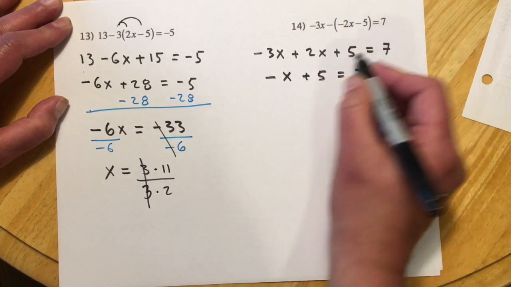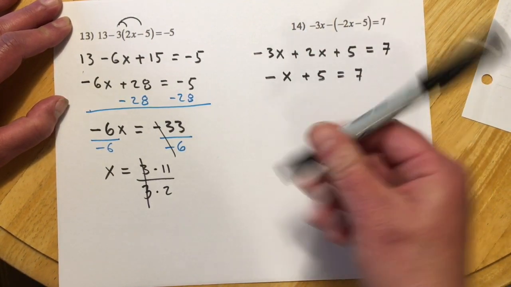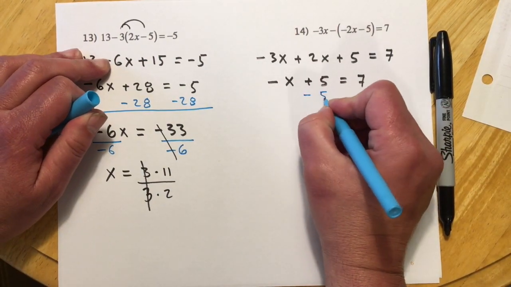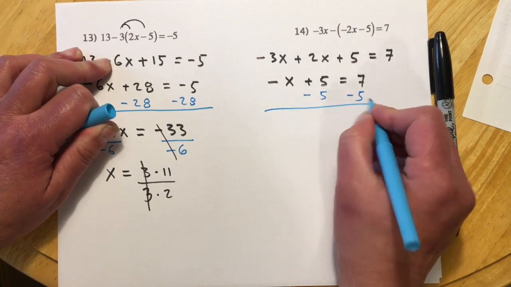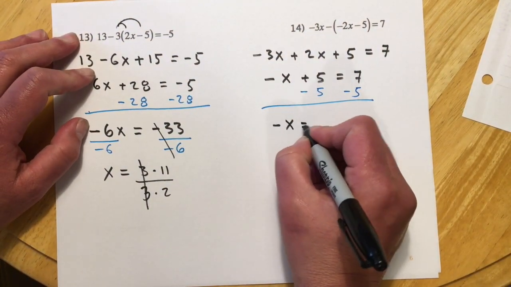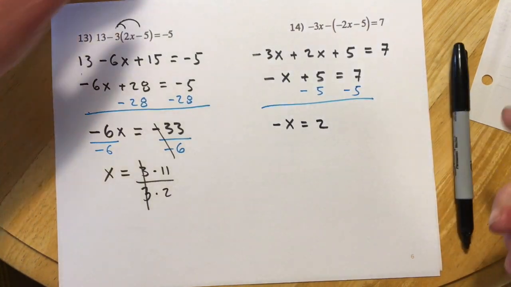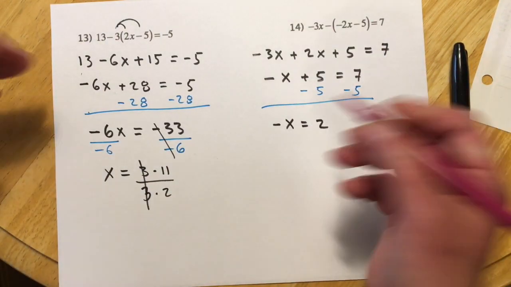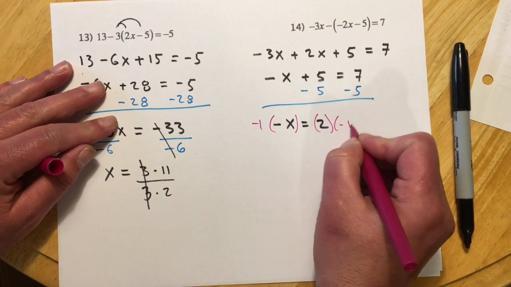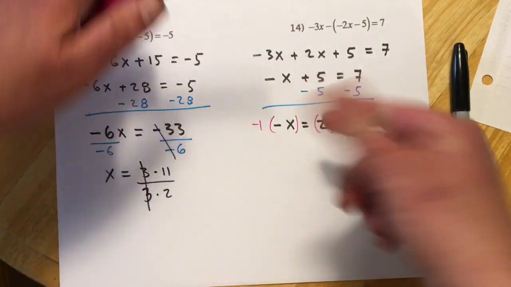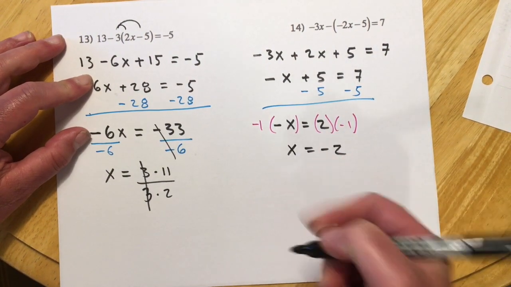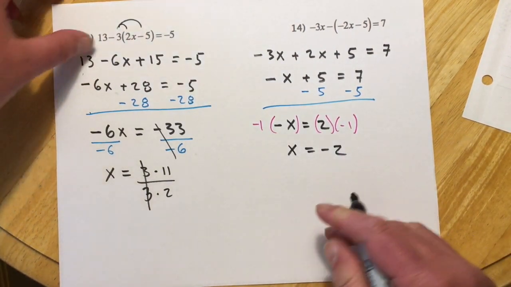So I've cleared my parentheses. I've collected my terms. So now I want to add or subtract. So I'm going to subtract that 5 over. And that gets me negative x equals 2. And then the multiply or divide on this one would be basically just multiplying both sides by negative 1 to get the sign over on the other side. And not something you have to show, but that's what I'm doing to make it come out negative 2.